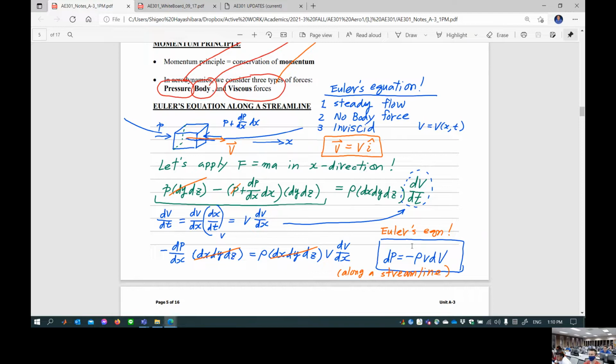Instantly, I realized, wait a second. I don't think I can integrate as is. What is it? Go ahead. We could replace rho with the state equation.